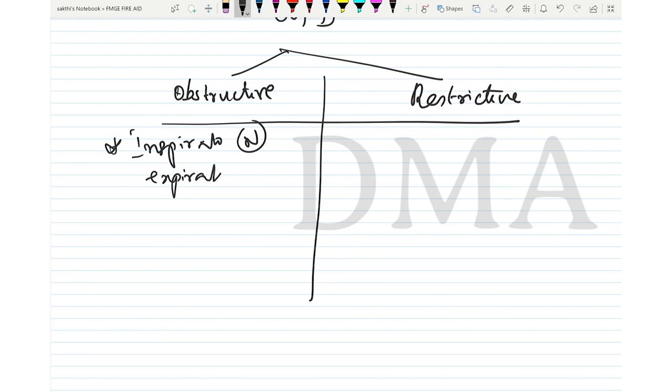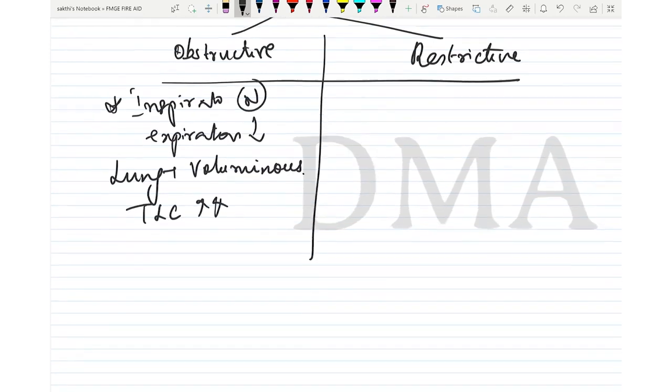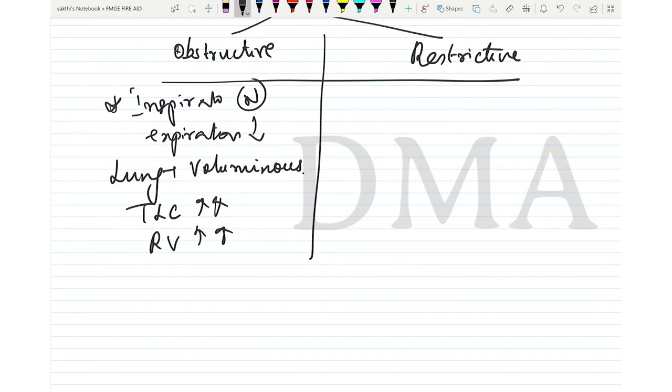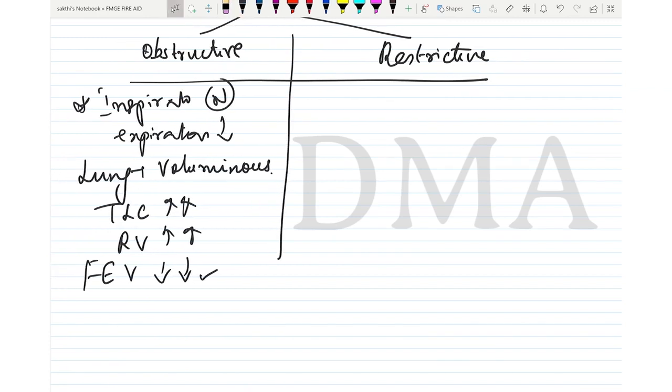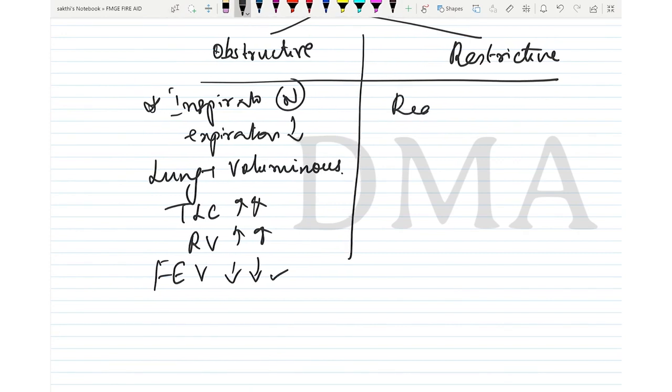Whereas in restrictive lung disorder, the patient will have reduced compliance. That is, the lung will not expand to receive the air. So the total lung capacity will be reduced in them. Residual volume and vital capacity will be reduced in them, whereas the forced expiratory volume in 1 second to vital capacity ratio will be normal in the case of restrictive lung disorder. The obstructive disorders are commonly called COPD, or chronic obstructive pulmonary disorder.